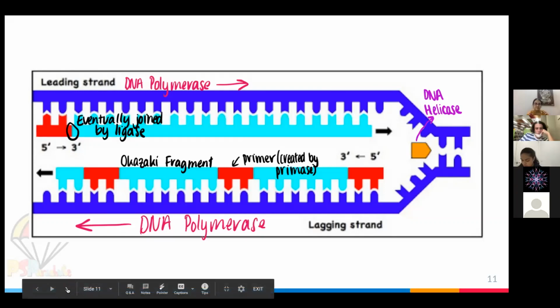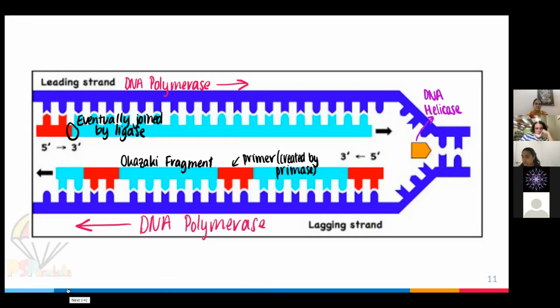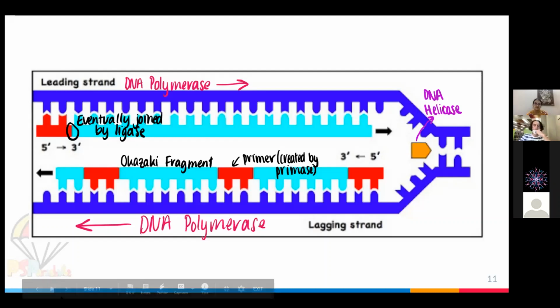And so basically during the process of DNA replication in the lagging strand, there'll be a whole bunch of primers that are created, and then they're eventually replaced by DNA again, and then those Okazaki fragments plus the new DNAs are all joined together by ligase. Does that make sense?